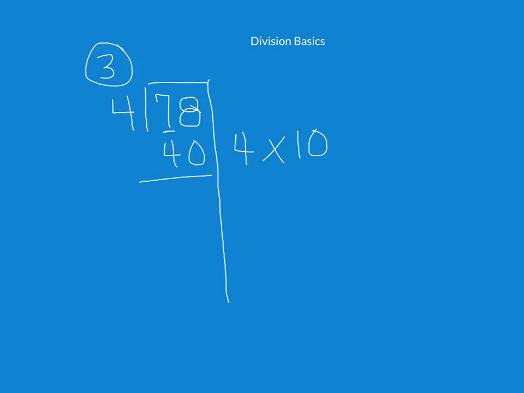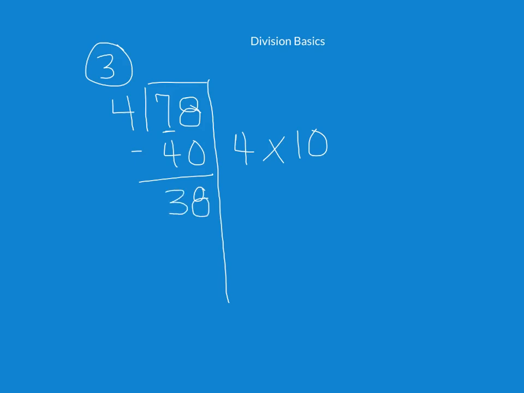So now that 40 I have taken out of my whole and I've put it into 4 groups. I'm finished with it. So let's find out what we still have left to put in equal groups. So 8 minus 0 is 8, and 7 tenths minus 4 tenths is 3 tenths.